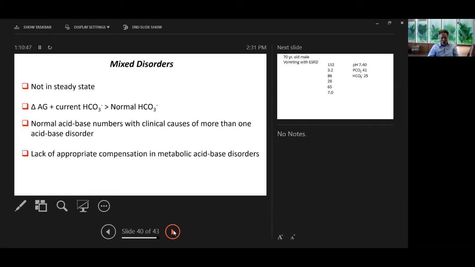even though your numbers are completely normal. And also, remember, when you don't have the normal compensation in metabolic acid or base disorders, so when you don't compensate normally in metabolic acidosis, by definition, you have a respiratory acid-base disorder in addition. And same with metabolic alkalosis. If you're not compensating appropriately, by definition, you have a respiratory acid-base disorder in addition. So the lack of an appropriate compensation in metabolic acid-base disorders, by definition, means you have a respiratory acid-base disorder also. Don't ever forget that. Next slide.